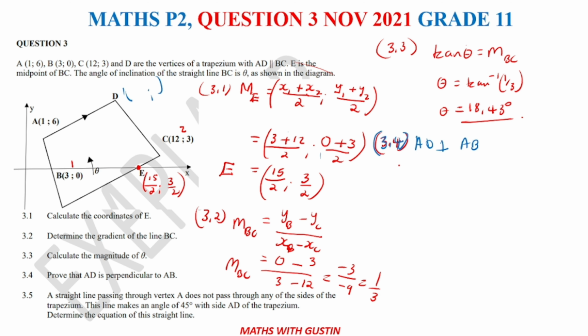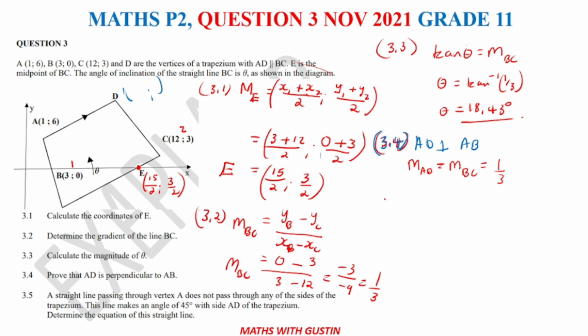3.4, we are required to prove that AD is perpendicular to AB. So therefore, let's have a look at this one here. On the question, it says AD. So therefore, the gradient of AD is equal to the gradient of BC, which is equal to 1/3. Okay, so now we must go ahead and find the gradient of AB.